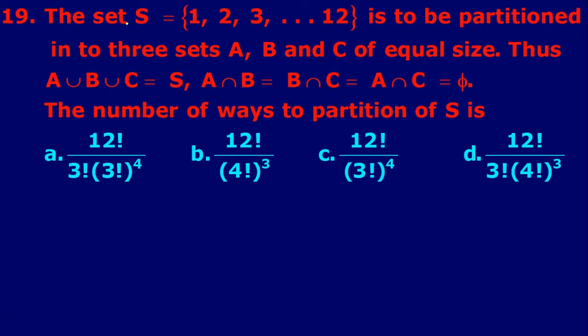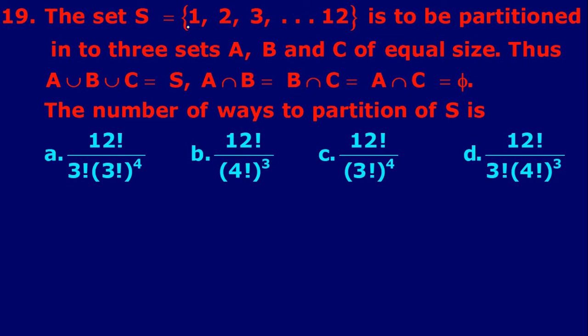Next question: the set S equal to {1, 2, 3, up to 12} is to be partitioned into three sets A, B and C of equal size. Thus A union B union C equals S, and A intersection B equals B intersection C equals A intersection C equals the empty set. The number of ways to partition S is?